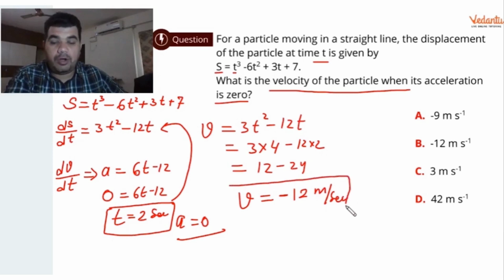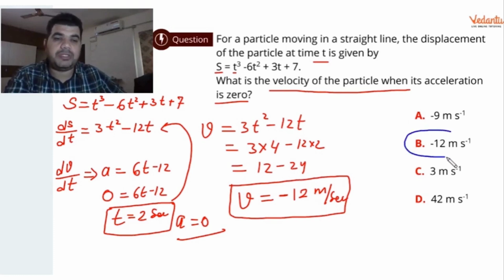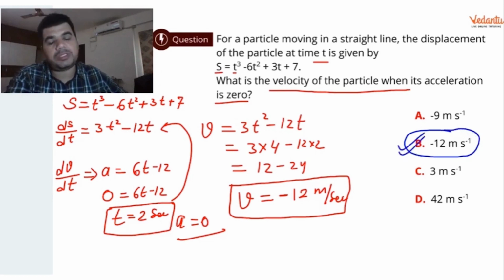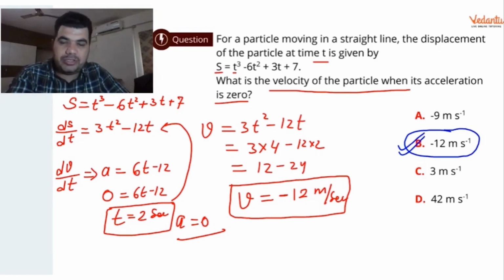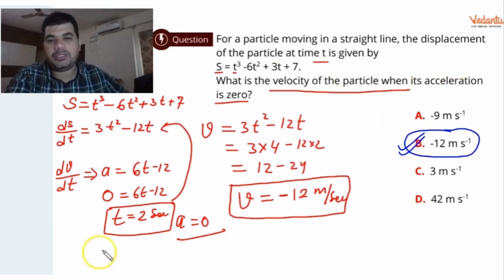Is this in the options? Obviously it should be. Let's check the option. So here you can say it's minus 12 meter per second. So this is your option, minus 12 meter per second. So its velocity when acceleration is 0 is minus 12. So I hope you completely understood, guys.